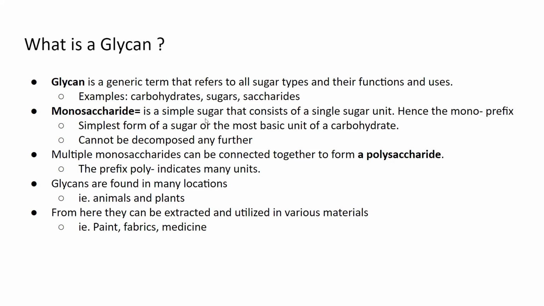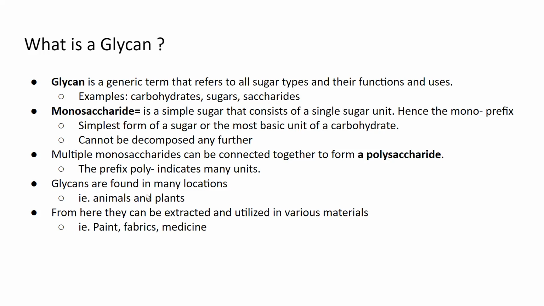A monosaccharide is a simple sugar that consists of a single sugar unit, hence the mono prefix. It is the simplest form of a sugar or the most basic unit of a carbohydrate. This unit cannot be decomposed any further. Multiple monosaccharides can be connected together to form a polysaccharide. The prefix poly indicates many units.